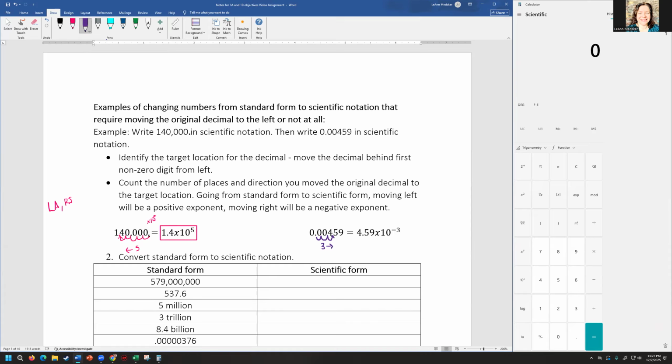Now, because we moved to the right, we're going to subtract from the power. So imagine again, this didn't really have a starting power because we didn't have it in scientific notation yet. So always think of that as 10 to the 0. When you subtract the number of moves, subtracting 3 would give me 0 minus 3, which is negative 3. Now, another way to know this instead of trying to remember LARS is if your original number is less than 1, then your exponent in scientific notation would be negative.